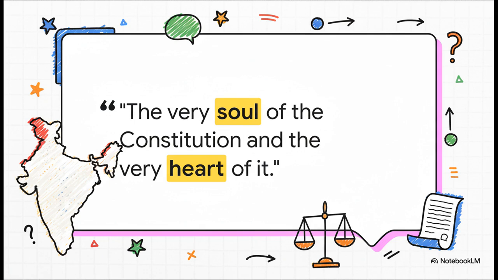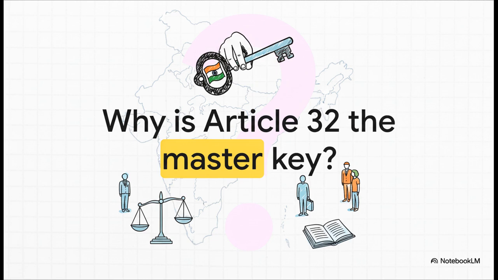But among all of these incredible rights, one was considered the most important of all. Dr. B.R. Ambedkar, the main architect of the Constitution, called Article 32, the right to constitutional remedies, the very soul of the Constitution and the very heart of it. So why? What makes this one right so special that it's called the heart and soul of the whole thing? Why is it the master key that unlocks everything else?